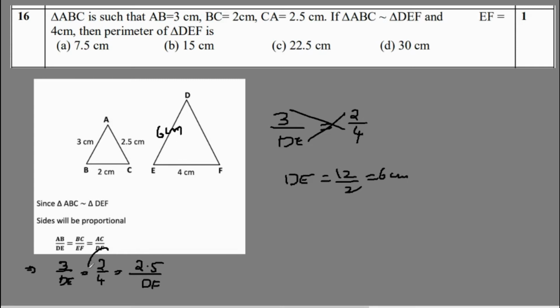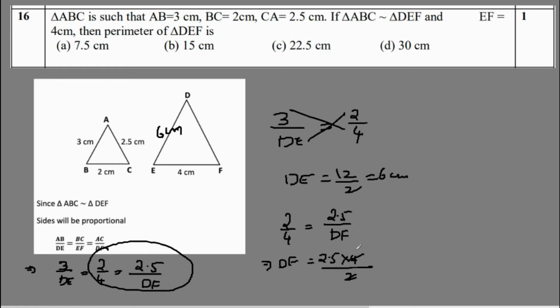Now we will equate the second two ratios. 2 by 4 is equal to 2.5 by DF. So obviously DF will become 2.5 into 4 divided by 2, which is nothing but 5 centimeters. So DF is 5 centimeters, DE is 6 centimeters, and EF is 4 centimeters. Therefore, perimeter of triangle DEF will be equal to 6 plus 4 plus 5, which is nothing but 15 centimeters. Correct option for 16th question is B, 15 centimeters.